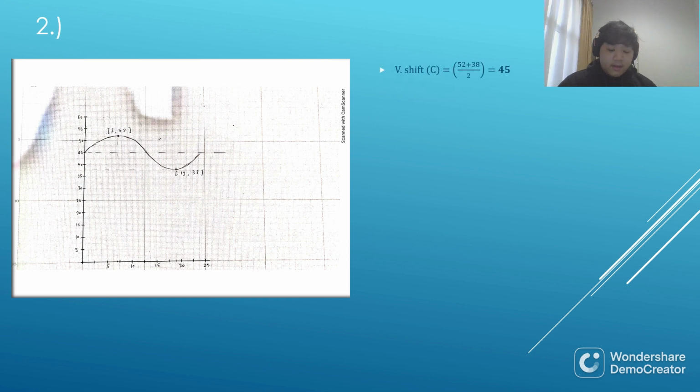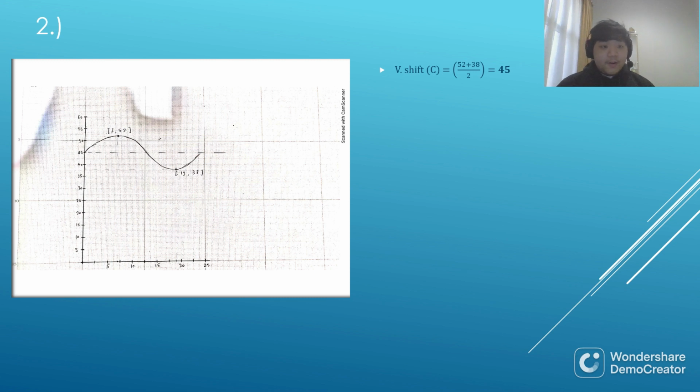Now, it asks us to find the amplitude, the equation of the axis, and the period of the graph. For the amplitude itself, it's supposed to mean how high the graph goes, up or down, from the midpoint. To get the midpoint, we can simply take the two y-values, which are 52 and 38, and divide by 2. We should get 45.